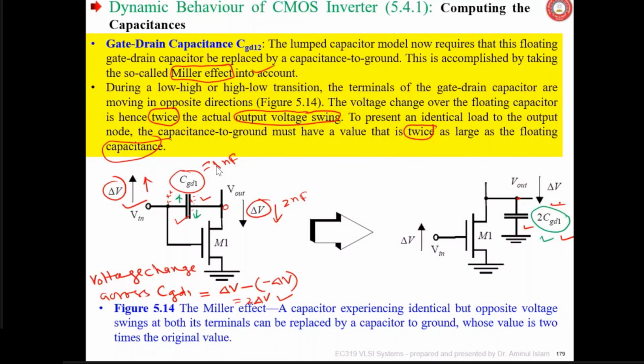Why is it 2? Because of this. This is what you consider if it is not a self-aligned process and the overlap will be there. Then you can consider it, and if you are considering it, then CGD should be replaced with a grounded CGD multiplied by 2 in this case. To present an ideal load to the output node, the capacitance to ground must have a value that is twice as large as the floating capacitance, floating CGD1.